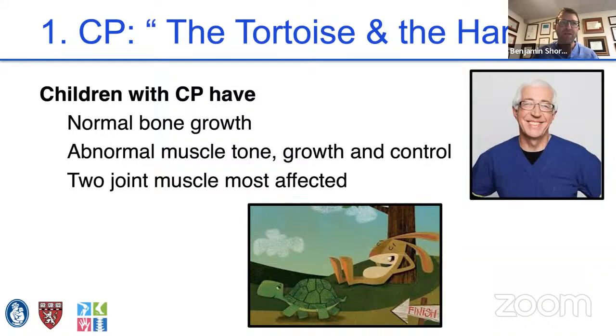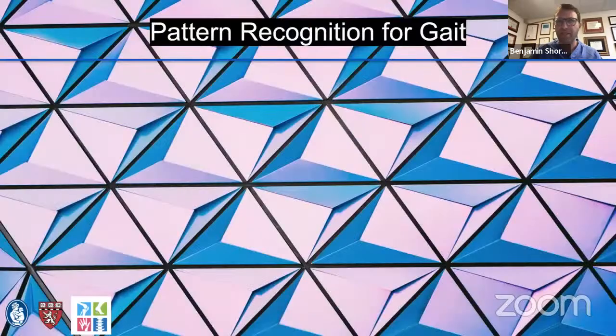And so if we think about it, the tortoise represents your muscles and the hare is your bone. And the bones are just kind of going, and you go through these growth spurts, and then the muscles have to catch up. And it's often, remember, those muscles that cross two joints that are most affected in CP.